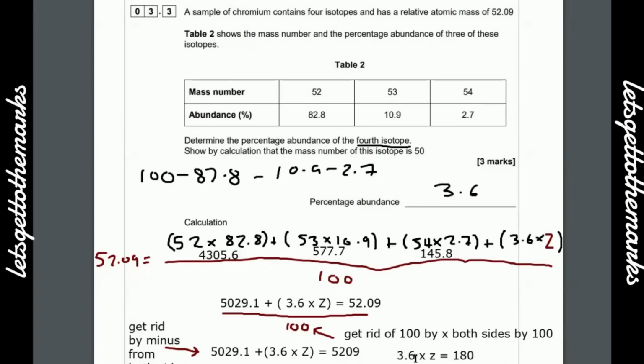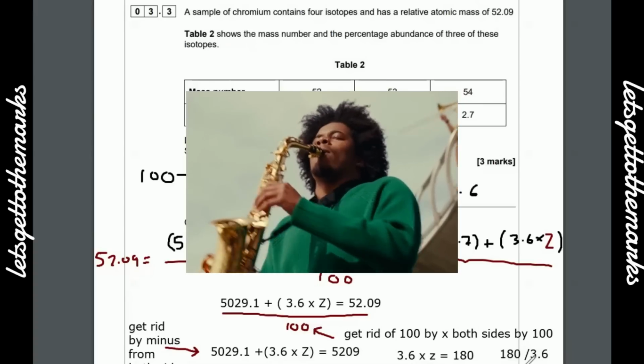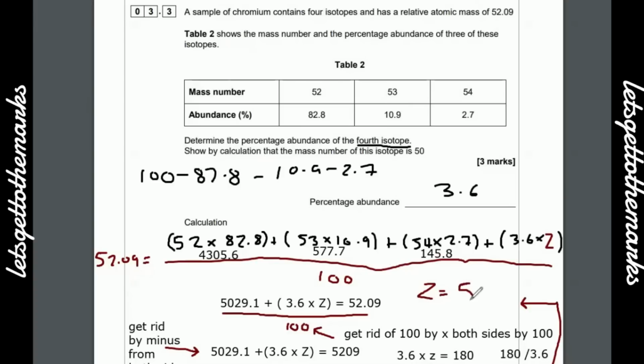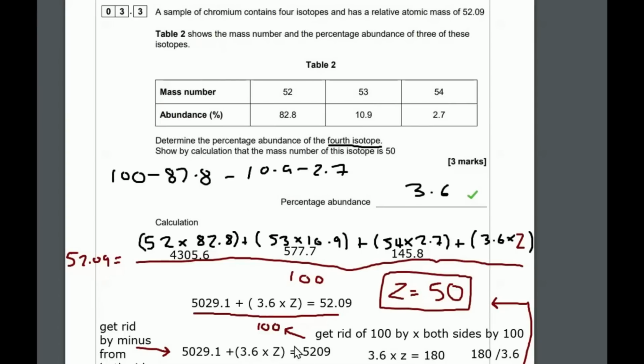And now I know that 3.6 times Z is 180. We're just going to say, hey, I'm going to divide 180 by 3.6. So I'm just going to do 180 divided by 3.6. And that is going to give me Z is equal to 50. And here we go. We've just proven that the mass number of the fourth isotope is 50. And that's going to get us the third mark.